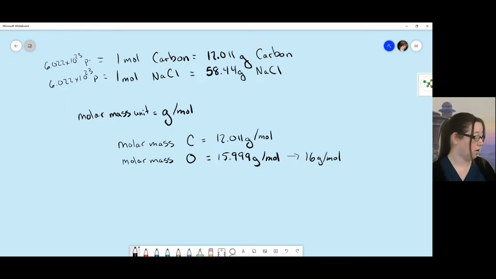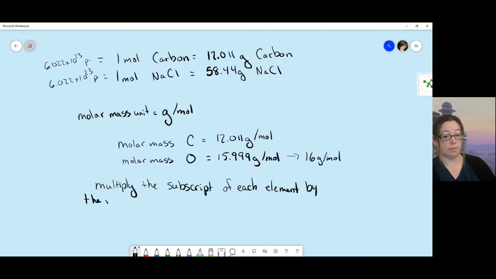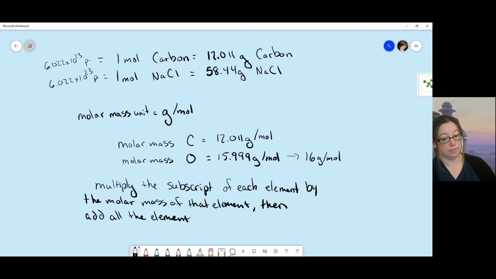So to find the molar mass of a compound, you're going to multiply the subscript of each element by the molar mass of that element, then add them all together. Okay, I'm going to do an example.